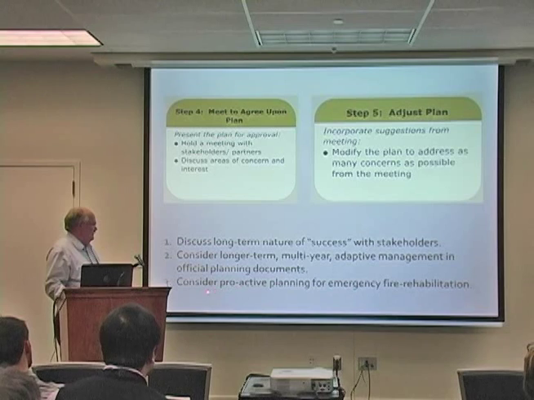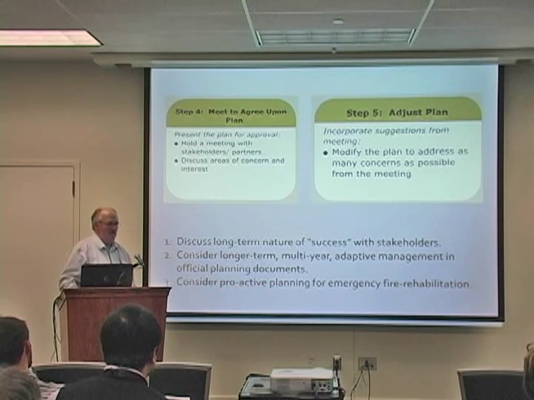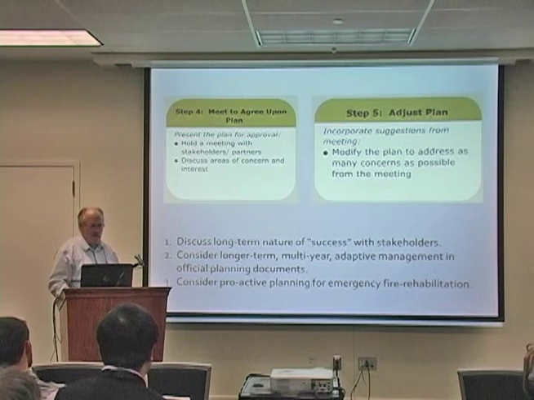Another thing we need to start thinking about is maybe more proactive planning in areas that we know burn frequently, because after fires on federal land, typically a fire rehab plan has to be in place within 2 weeks, and that's insufficient to really survey meteorological data and things like that. So having proactive plans is important.